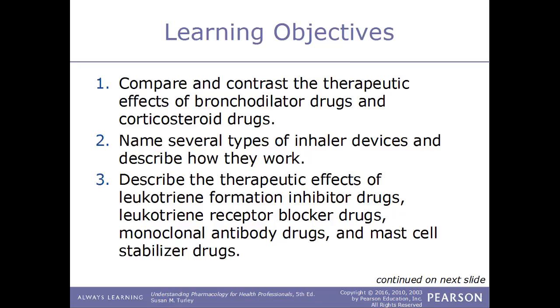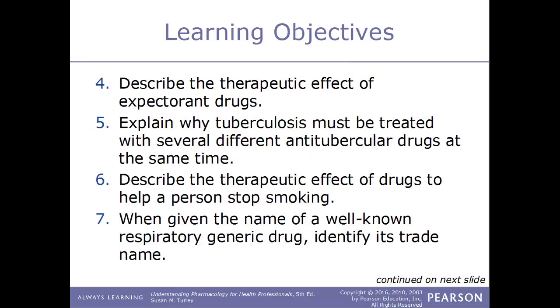Learning objectives for this chapter: compare and contrast the therapeutic effects of bronchodilator drugs and corticosteroid drugs. Name several types of inhaler devices and describe how they work. Describe the therapeutic effects of leukotriene formation inhibitor drugs, leukotriene receptor blocker drugs, monoclonal antibody drugs, and mast cell stabilizer drugs. Describe the therapeutic effect of expectorant drugs.